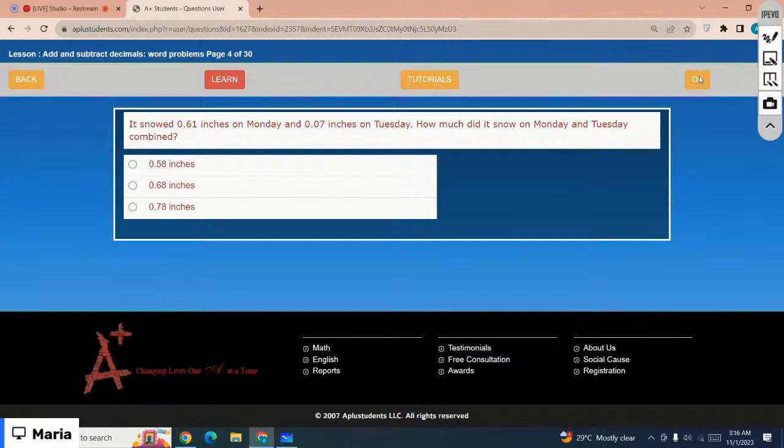So, you have to add, right? Because you need to see how much it snowed on Monday and Tuesday combined. So, you need to add them, right? Just add 0.07 and 0.61. Very good. The correct option is 0.68 inches. Option number 2 is the correct option.